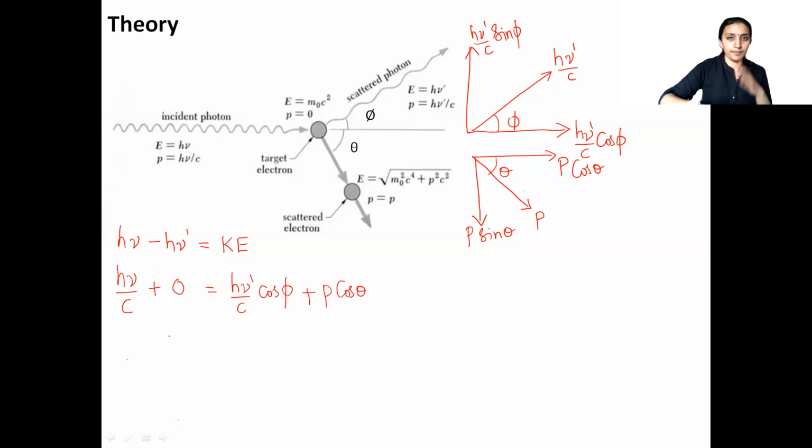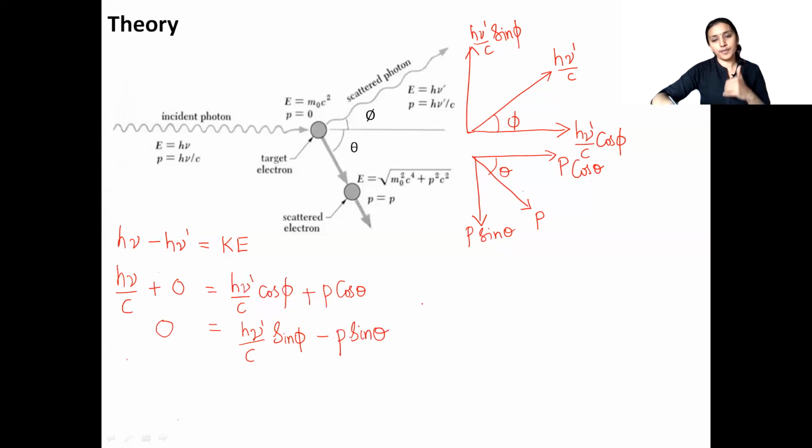Now for the perpendicular direction, initially there is no momentum in that direction, so I can write it as 0, which is equal to, finally the momentum for the photons in the perpendicular direction, it is h nu dash by c into sine phi minus p sine theta, which is the momentum component in the perpendicular direction for the electron.